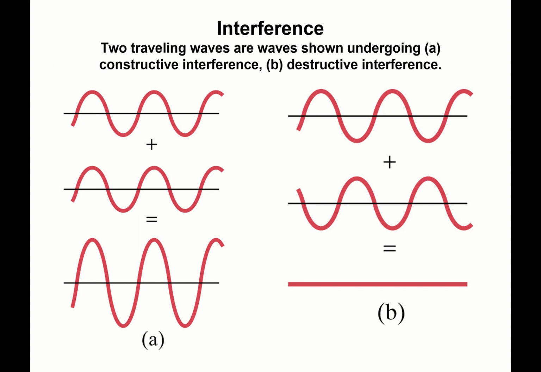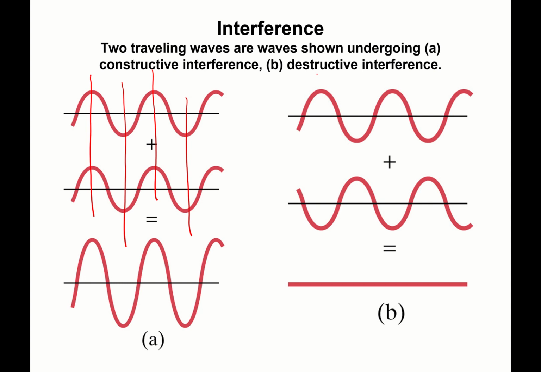So if you have two waves that are exactly in phase, so if you look at picture A, the peaks line up and the troughs line up. When those two waves meet, their amplitudes just add up, and you get what we call constructive interference. You get a wave that's twice as tall.